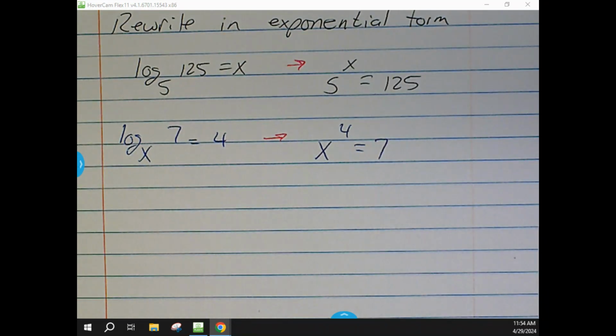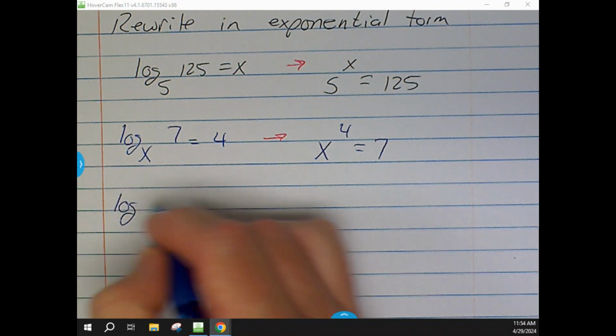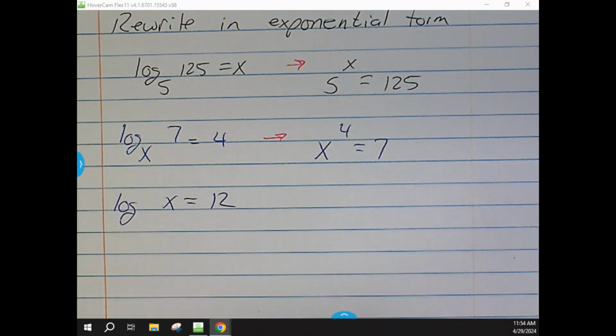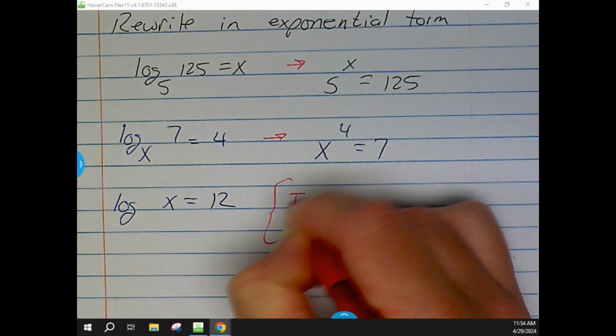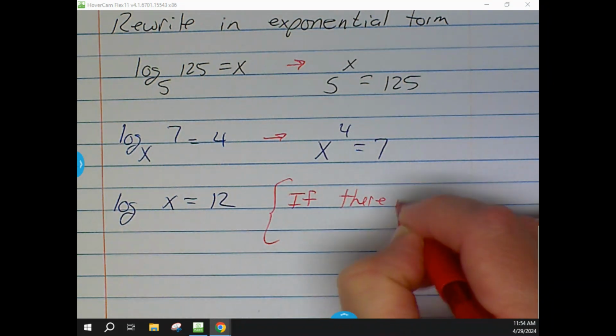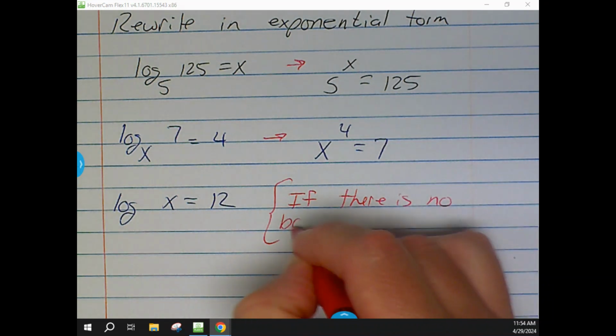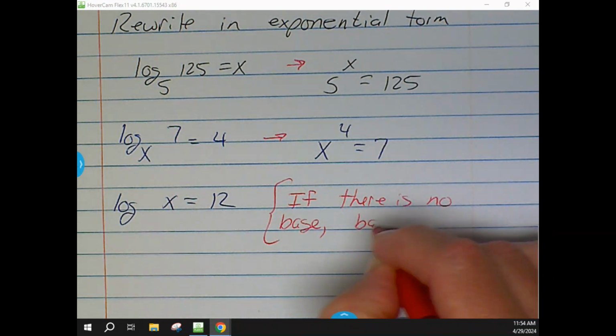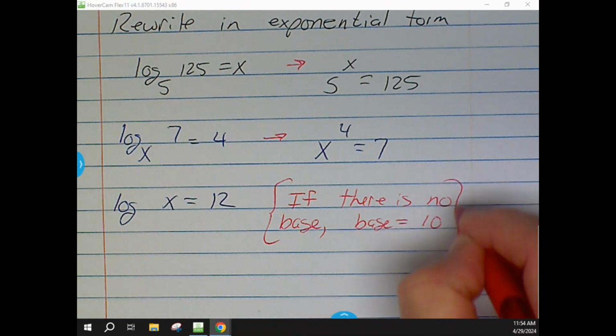The closest thing they have to a trick question would be this, where you have log of x equals 12. And somebody says, where's the base, right? So there's not one. If you get a problem like this, if there is no base, then the base equals 10.